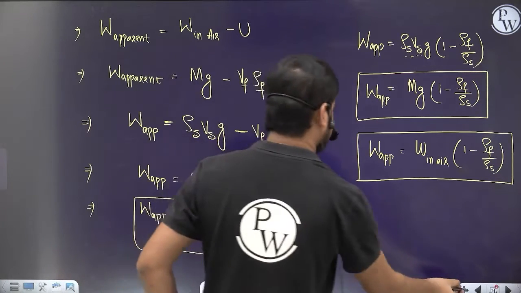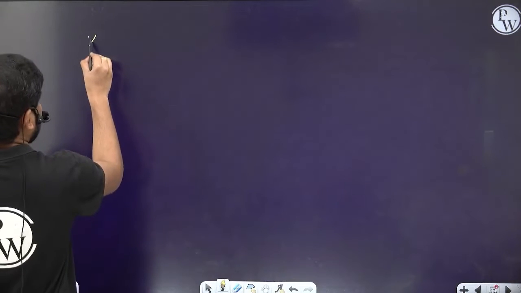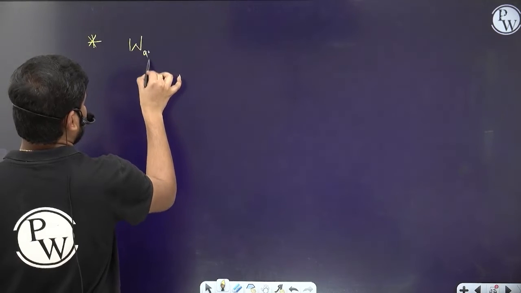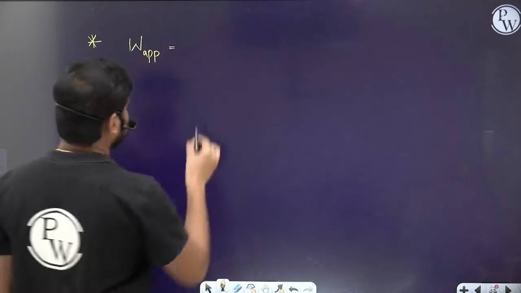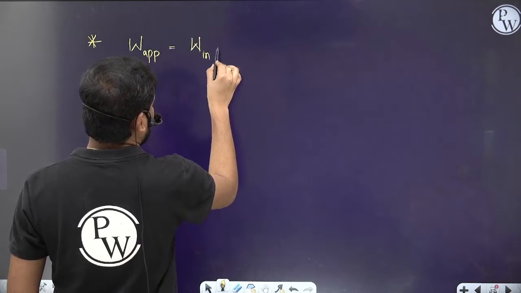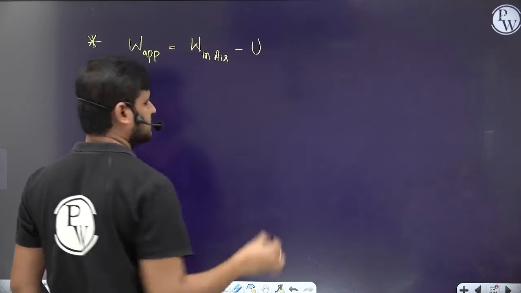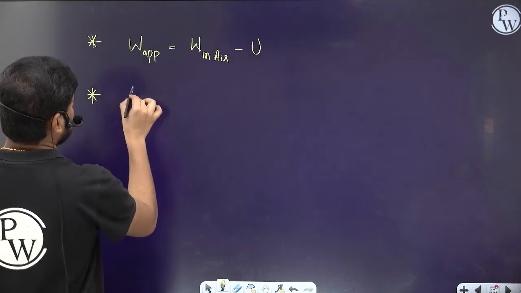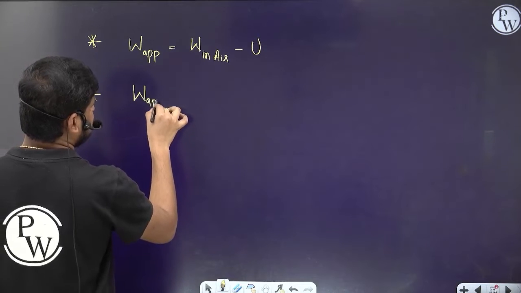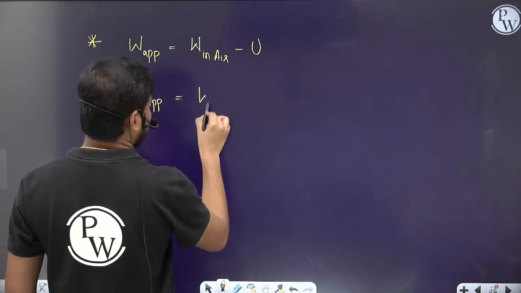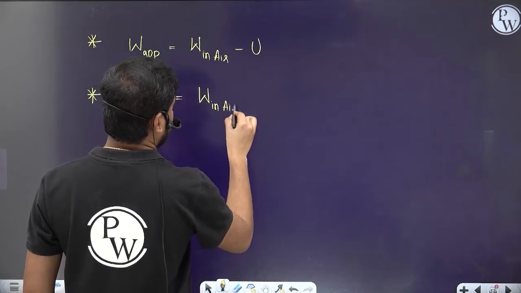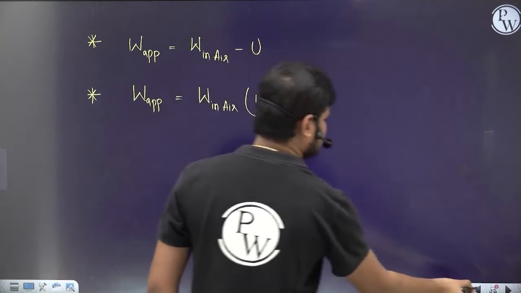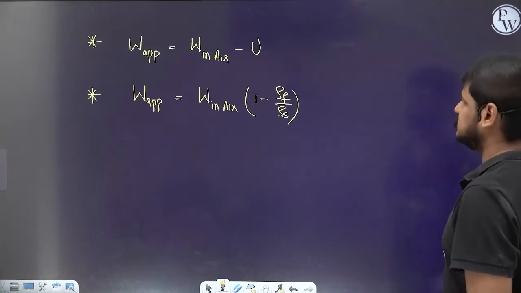So now, let me write it on another page. The main concept that you have to remember here: the apparent weight is equal to the weight in air minus the upthrust. This is the first thing you should remember. And the second one: the apparent weight is equal to the weight in air into 1 minus rho F by rho S. So this is the second one.